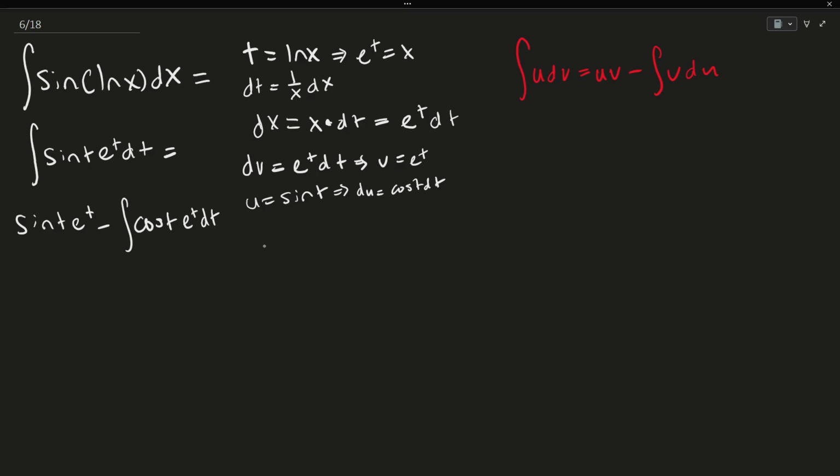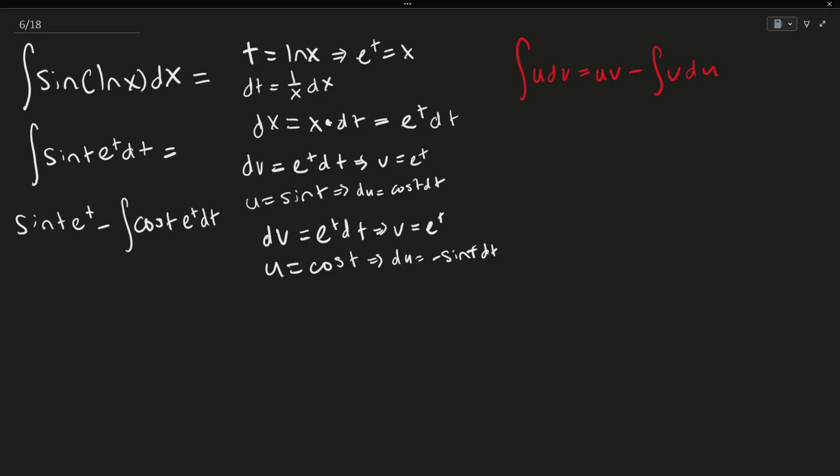Finally, we just have to do one more integration by parts. So we're going to let dv again equal e to the power of t dt. So v is going to be equal to e to the power of t. Now u equals cosine t. So du equals negative sine t dt.